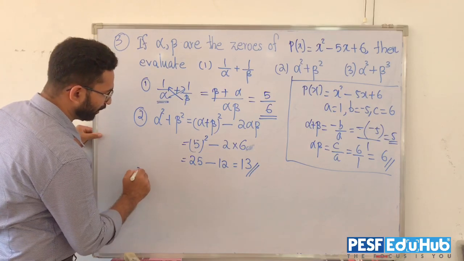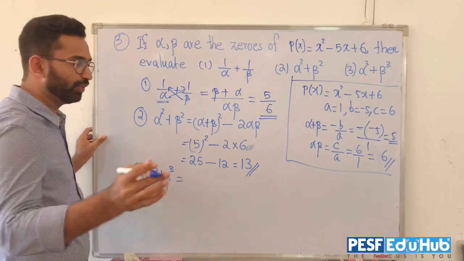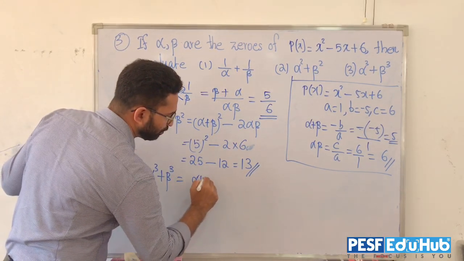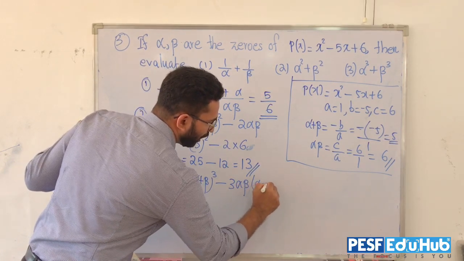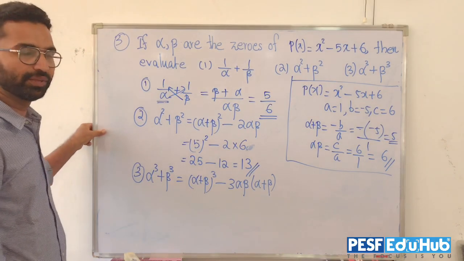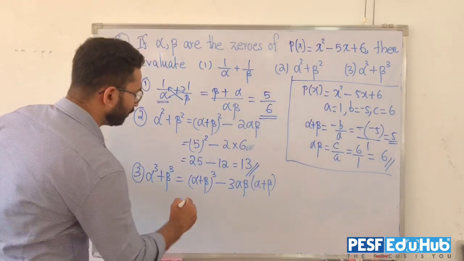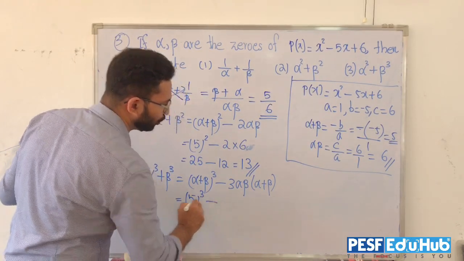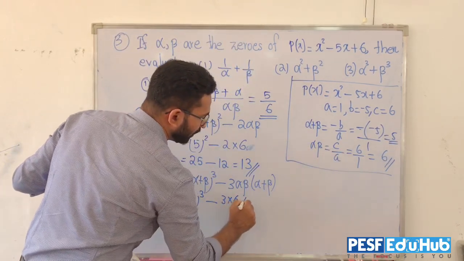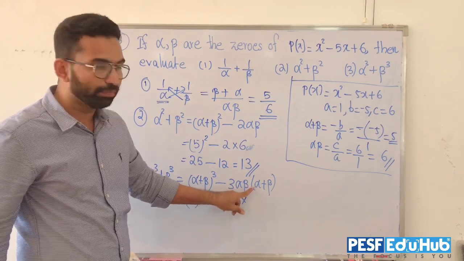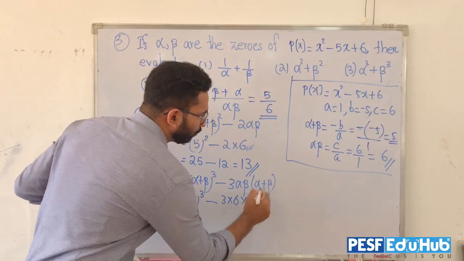Okay, now what is the third question? They were asking you to calculate alpha cube plus beta cube. What was the relation we just wrote? This is alpha plus beta the whole cube minus 3 alpha beta into alpha plus beta. Am I right? Okay, now substitute. What is alpha plus beta the whole cube? Alpha plus beta equal to 5. So I have to say 5 whole cube minus 3 into what is the value of alpha beta? Alpha into beta equal to 6. And then I have to multiply. Bracket means multiplication. Alpha plus beta. What is alpha plus beta? Again it equal to 5.